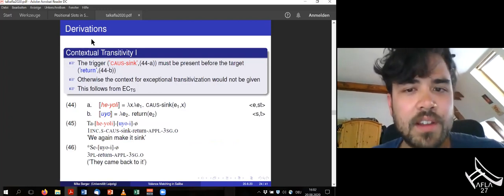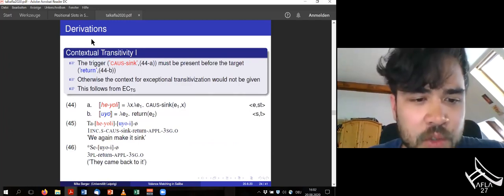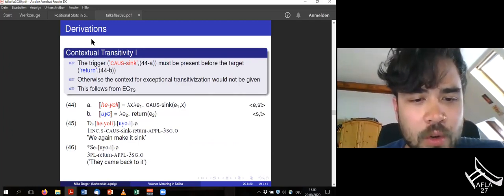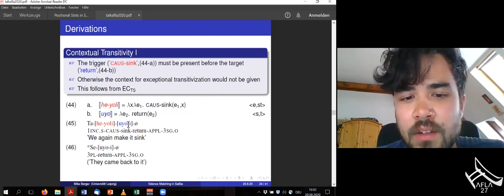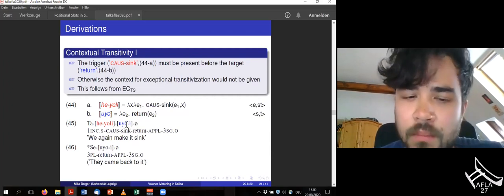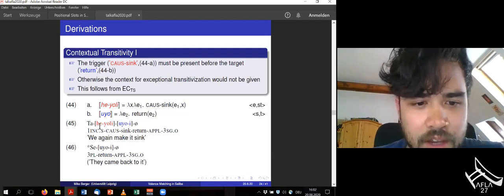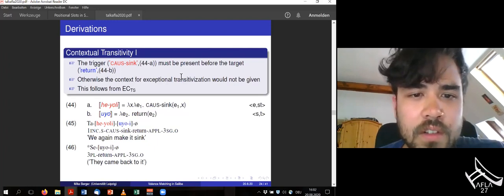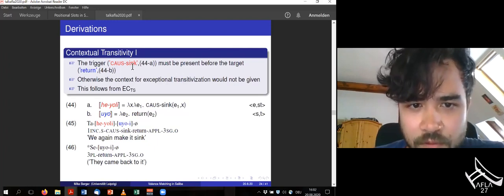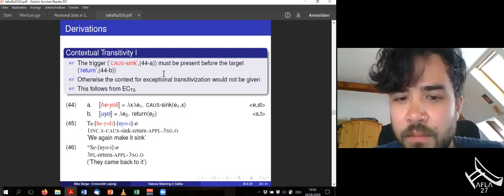Okay, this is where it gets interesting. So recall that the contextually transitive cases were the ones where we have a transitive V1 combined with a verb which is strictly intransitive in isolation, but once you combine the two, the latter verb exceptionally transitivizes. So we have heyoli, which is cause to sing, and uyo, which is return. You stick those together, uyo exceptionally becomes a transitive. Okay. Well, to ensure this, we need to make sure that the trigger, which is the transitive cause sync, must be present before the target. Otherwise, the context for exceptional transitivization would not be given.